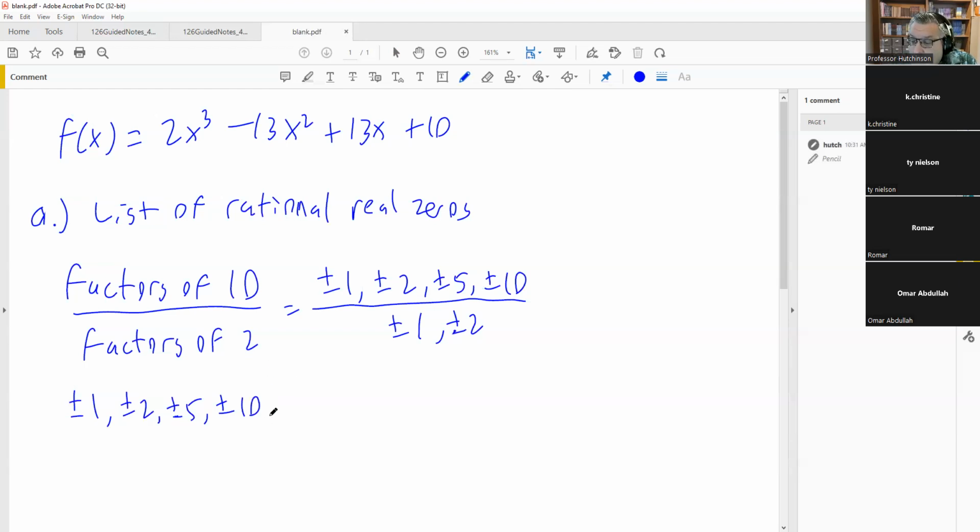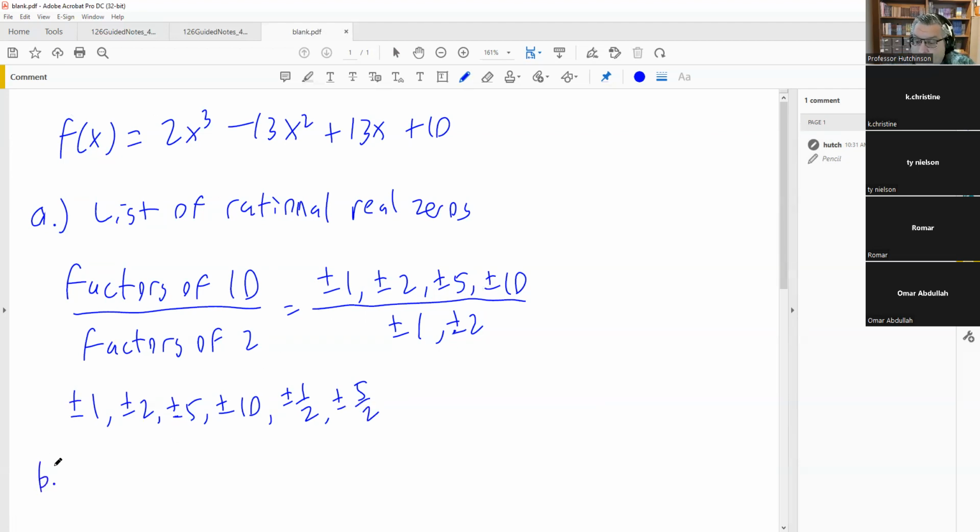Next, all the numbers on top divided by 2. So I get plus or minus 1/2. 2 over 2 is 1, which I already have on my list, so I don't need to write that again. Then I have plus or minus 5/2. And then I have 10 over 2, which is 5. Well, we already have that in the list, so we don't have to write that again. Okay, so we've got that complete.